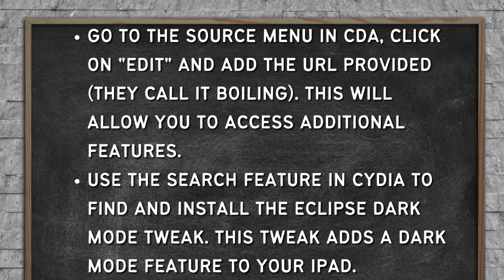Go to the Sources menu in Cydia. Click on Edit and add the URL provided. This will allow you to access additional features. Use the search feature in Cydia to find and install the Eclipse Dark Mode tweak. This tweak adds a dark mode feature to your iPad.